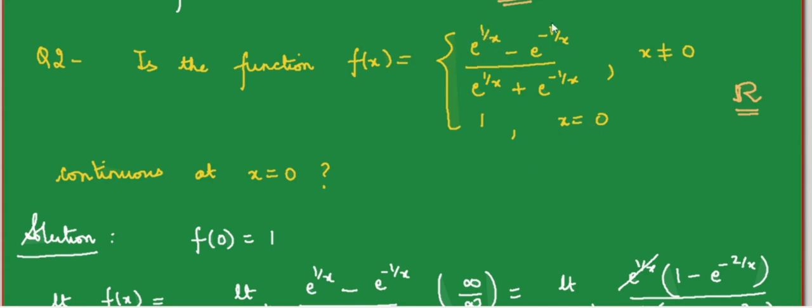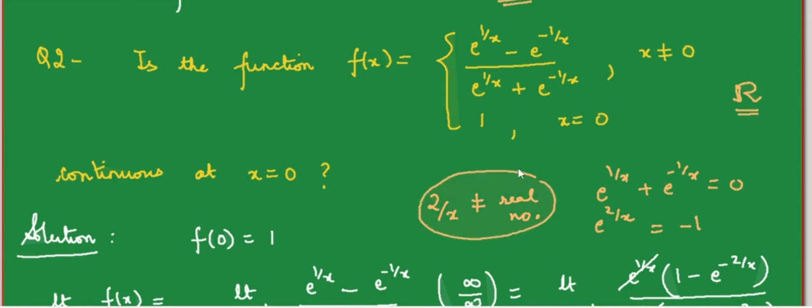Also, you have a continuous function above and a continuous function below, so you know that rational functions are continuous everywhere except at the points where the denominator vanishes. The denominator is going to vanish if e to power 2 by x should be equal to minus 1. We know the exponential is never negative, so 2 by x would not be a real number, it's not well defined. So that means such points do not arise where the denominator is vanishing. So it's a well defined function.